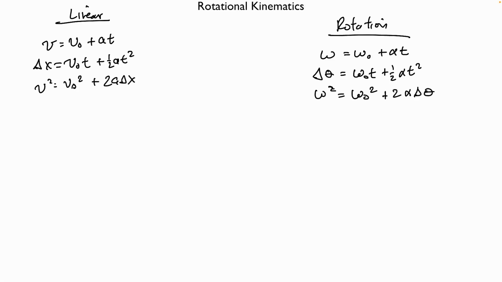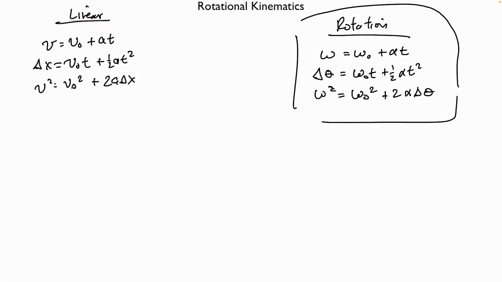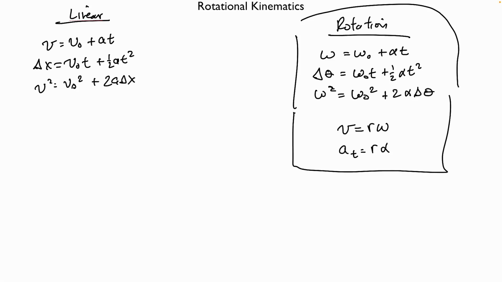Just a couple more things to have a complete toolbox for rotation. We are going to include our sort of Google Translate between linear and rotational things. We had that one, and I think we had this one, right? There's the one for centripetal acceleration. We'll throw those into the toolbox because they are useful for getting back and forth between linear things and rotational things.